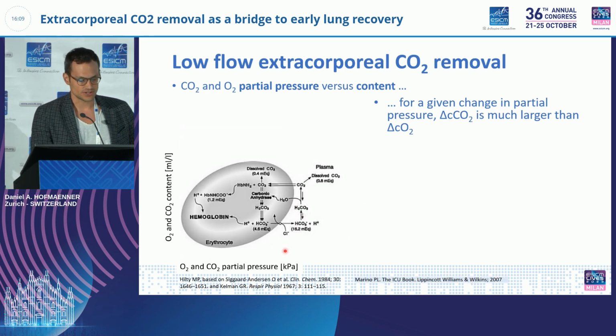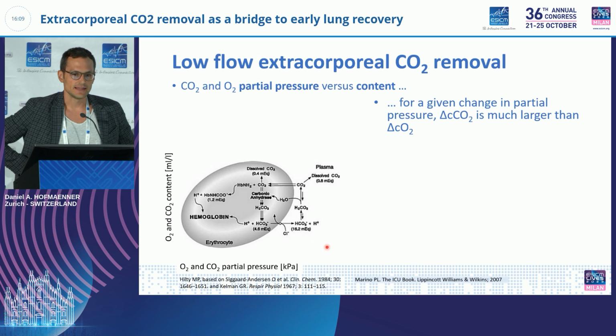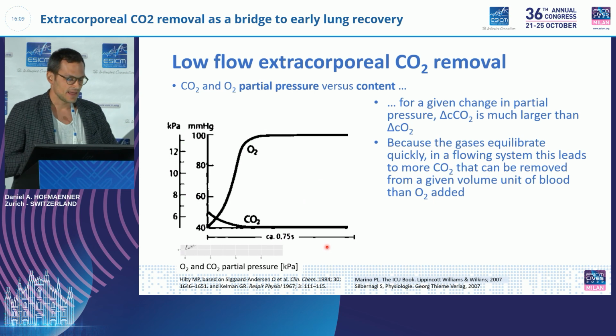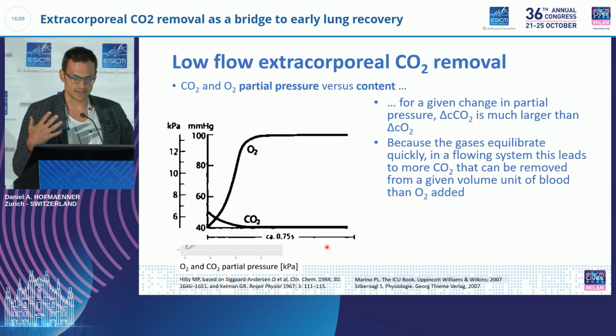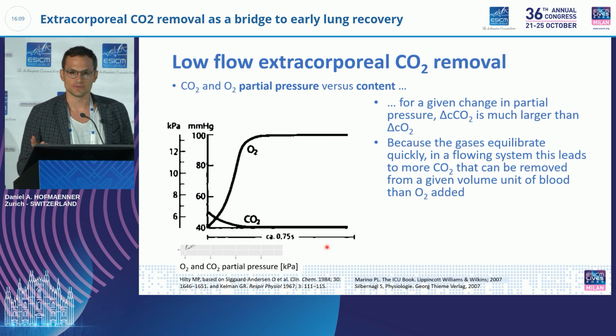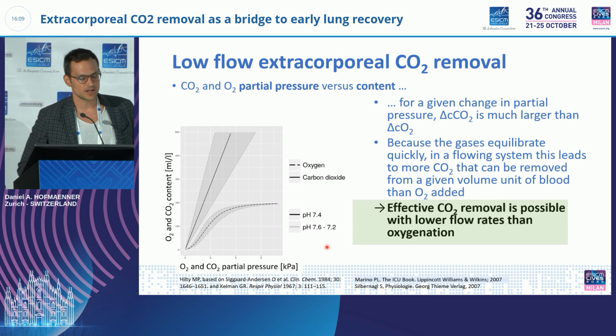This is what happens physiologically. You see here the carbonic anhydrase system in the erythrocyte. And this is quite a fast equilibrating system. So these are fast-stepped enzymes that can convert bicarbonate to CO2 very quickly. And this makes a lot of sense. The gases equilibrate very quickly, so you need much less blood to change CO2 than to change oxygen. This means, compared to ECMO, we can perform effective CO2 removal with much lower blood flow rates.